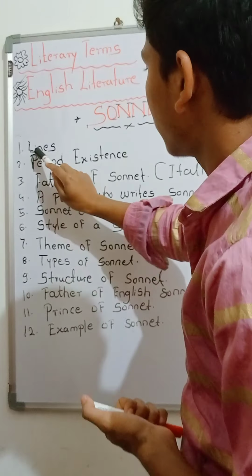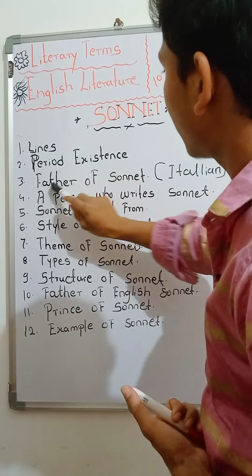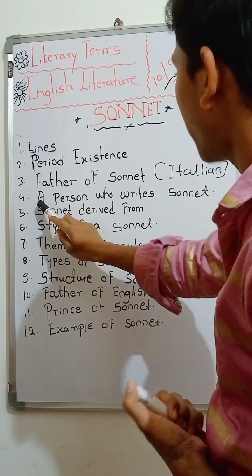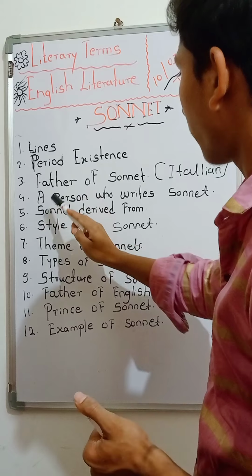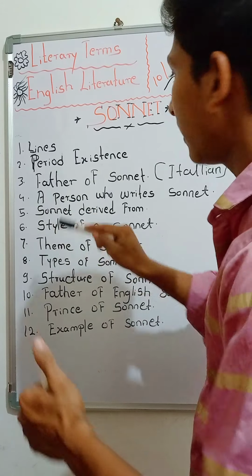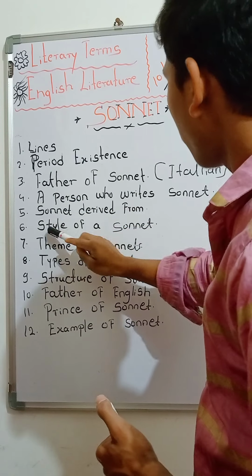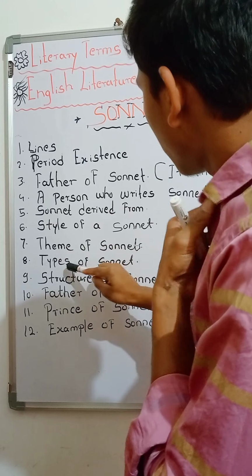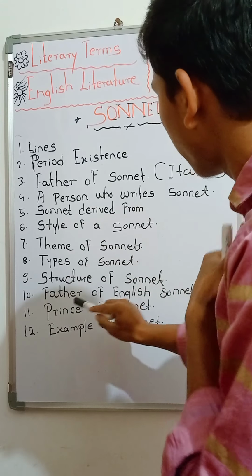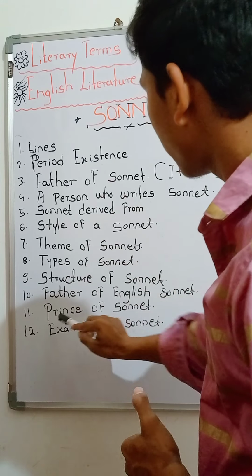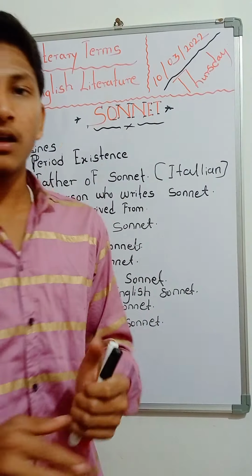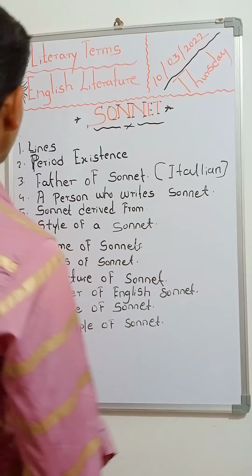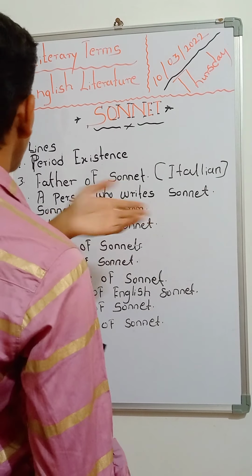The points are: lines, period of existence, father of Italian sonnet, a person who writes sonnets, I will tell you one by one after dealing with them deeply. Then what sonnet is derived from, style of sonnet, theme of sonnet, types of sonnet, structure of sonnet, father of English sonnet, prince of sonnet, examples of sonnet. Without further delay, let us move on to this topic because there is a time bound.